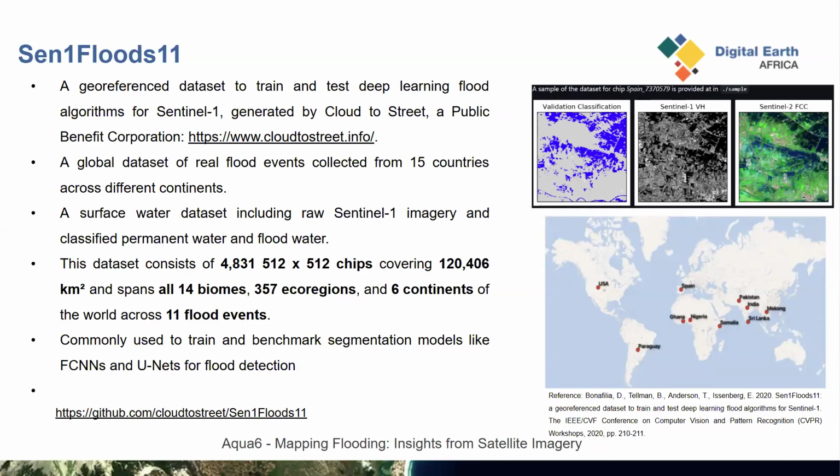The dataset covers real flood events from across the globe, collected from 15 countries, as we can see on that image there, with 3 countries being in Africa. This variety ensures the dataset's utility in diverse geographic regions and environments, because we're covering many parts of the globe.